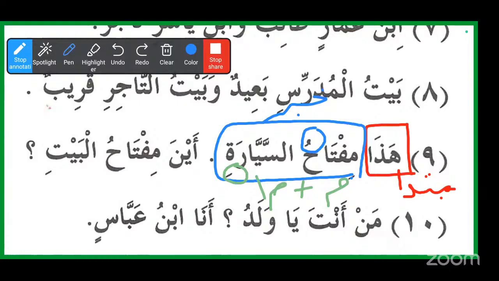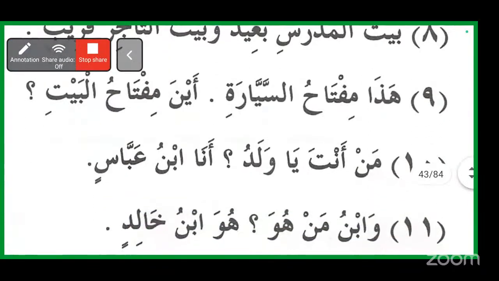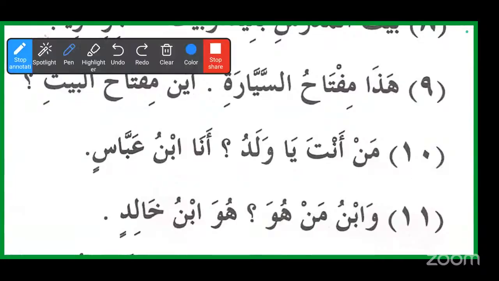Ayna miftahul bayt? Where is the house key? The sentence is about a question. So where becomes the mubtada. Miftahul bayt becomes the khabar. Last one. Man, who. Anta. Who are you? Man is the mubtada. Anta is the khabar. Ya waladu, oh boy. Who are you? Ana Ibn Abbas. I am Ibn Abbas. I am is the mubtada. Ibn Abbas is the khabar.